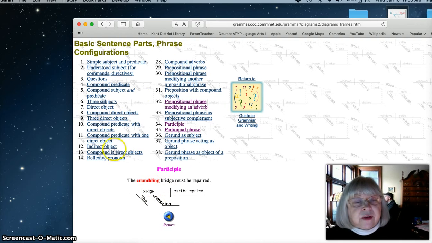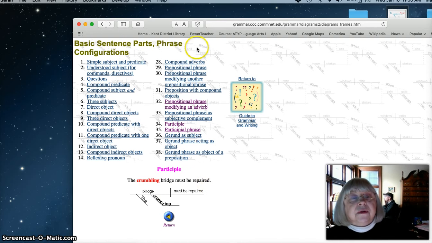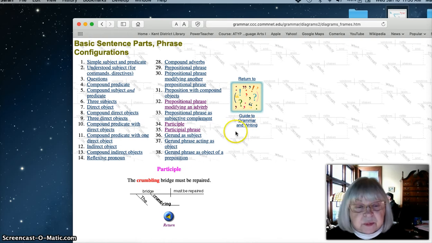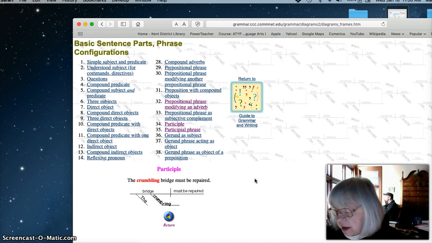All of these are available for you anytime you get stuck. You can come to this. It's on the Moodle, and that's pretty much it. Participles are always adjectives, so they are always going to dangle under something or other. And you will have several of these to diagram for homework.